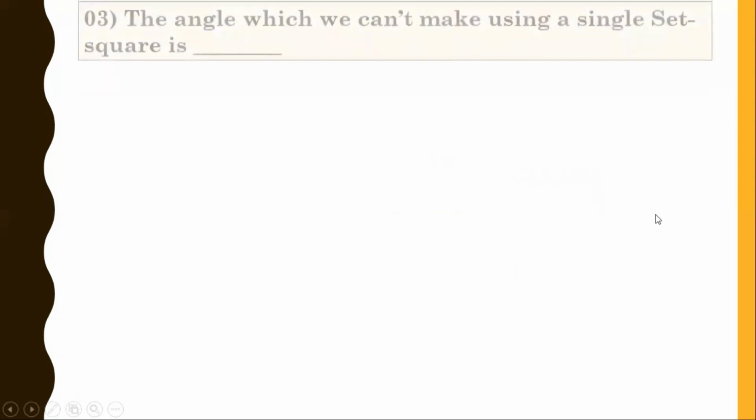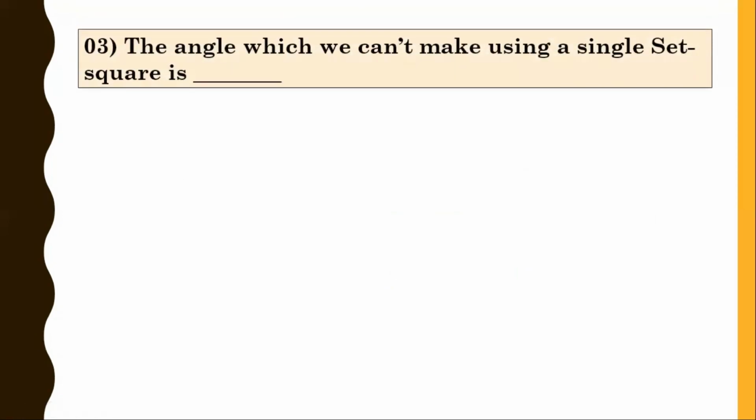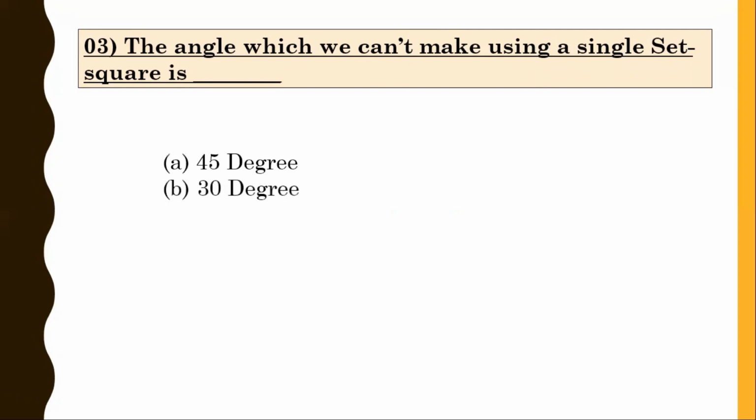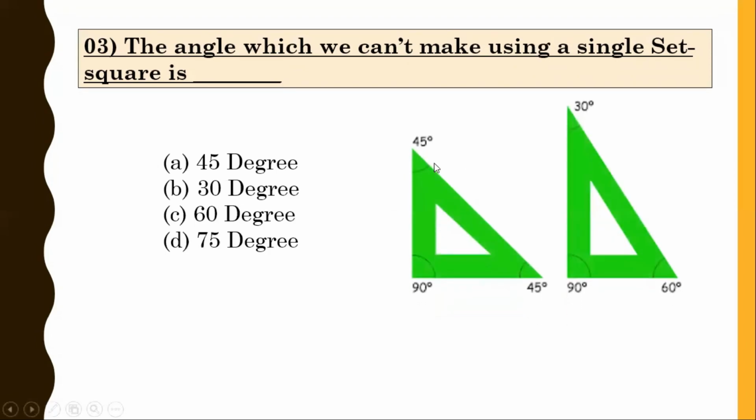Next MCQ. The angle which we can't make using a single set square is: 45 degree, 30 degree, 60 degree, 75 degree. So let's see two set squares, that is 45 and 30-60. In that you can see you can make 30 degree, 45 degree, and 60 degree, and also you can make 90 degree. But the 75 degree we cannot make by using the set squares. So answer is D.